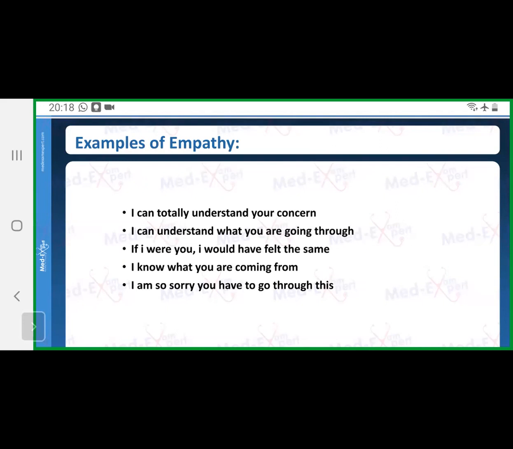So you have to be empathetic again, you have to get to the point where the patient is on the same wavelength as you are. Okay, being a doctor, you are going to be managing him medically, clinically, and emotionally as well. So you can also say, I can understand what you're going through. If I were you, I would have felt the same. So it shows the empathy. Basically, it is the crux of empathy, that if I were you, I would have felt the same.